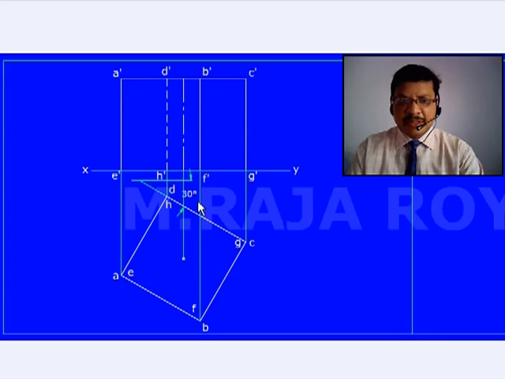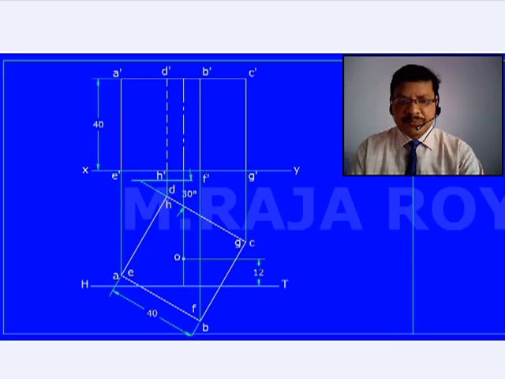Now we have to represent the section plane. Here I have represented the section plane with its horizontal trace, because the section plane is perpendicular to HP. When the section plane is perpendicular to HP, we have to represent that with its horizontal trace, and it is parallel to VP. So I have drawn this HT parallel to XY, and the distance of this section plane from the axis is 12 mm. This is the 12 mm distance.